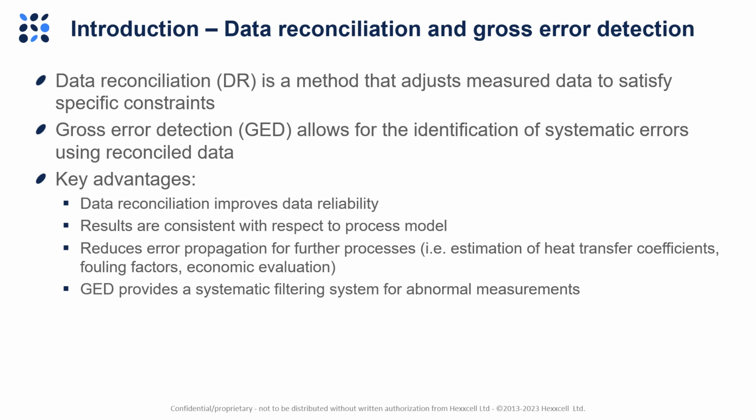The advantages of these methods are that they provide more reliable data, as reconciled data are consistent with their process constraints. This leads to a reduction of the propagation of error across further activities, such as the estimation of heat transfer coefficients or any type of economic evaluation. Moreover, gross error detection is able to identify where specific measurements are corrupted by more than just random fluctuations. Now that we are familiar on what data reconciliation deals with, let's talk about the main methods that are available today.